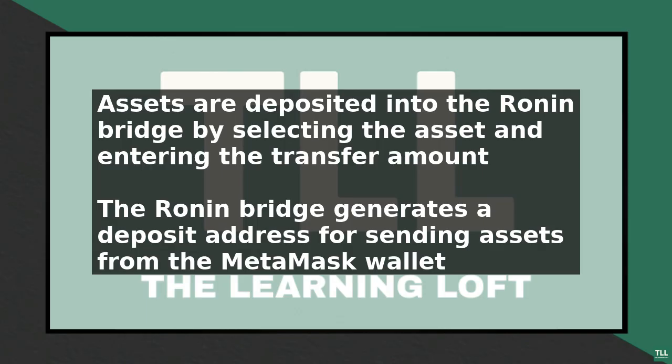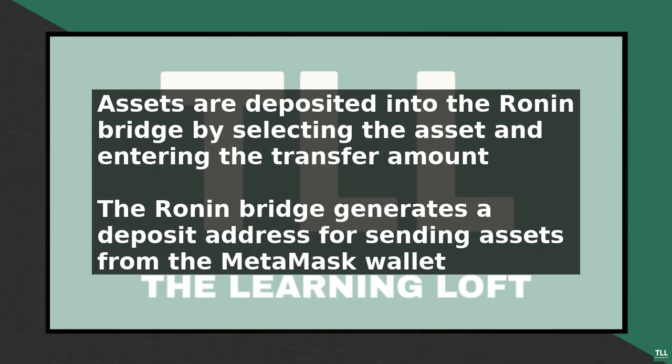To withdraw your assets from the Ronin Bridge, you will need to follow a similar process. You will need to select the asset you want to withdraw and enter the amount you want to transfer. The Ronin Bridge will then generate a withdrawal address, which you can use to send your assets from the Ronin blockchain to your MetaMask wallet.